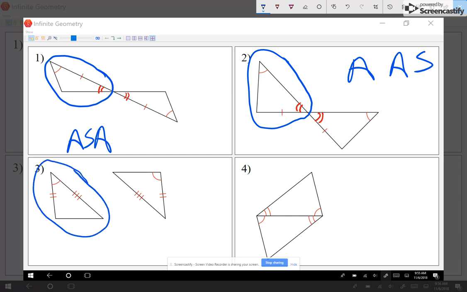Now looking at question number 3, I look at one triangle. I notice there's two sides. I'm going to write two S's. And I notice the angle is in between the sides, it is the included angle. So for that one, I have side, angle, side.